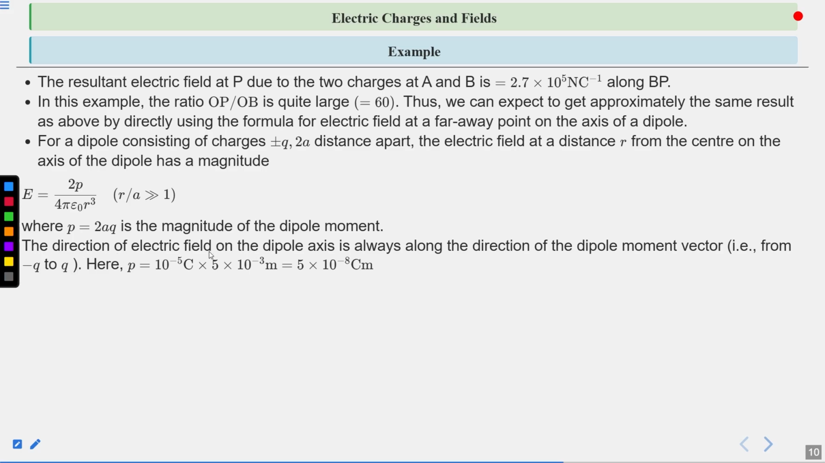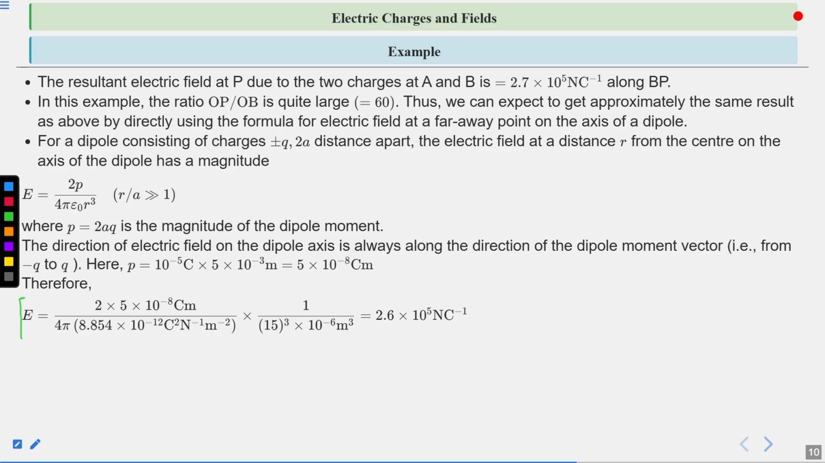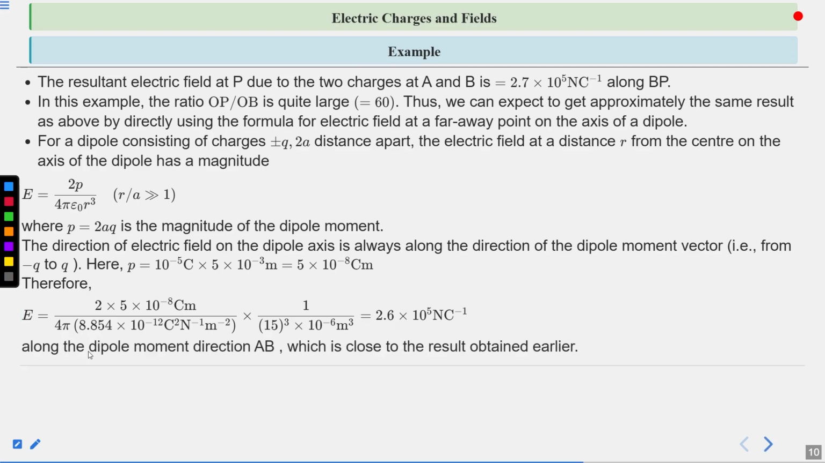The direction of the electric field on the dipole axis is always along the direction of the dipole moment vector, that is from minus q to plus q. Here P is equal to 5 into 10 raised to the power minus 8 coulomb meter. Therefore, the value of E, when solving, you will get 2.6 into 10 raised to the power 5 Newton per coulomb, along the dipole moment direction A to B, which is close to the result obtained earlier.